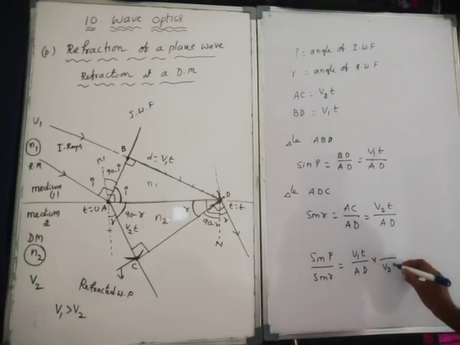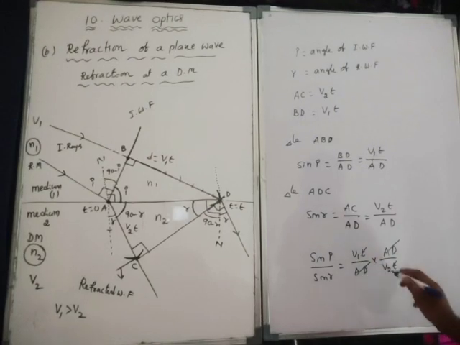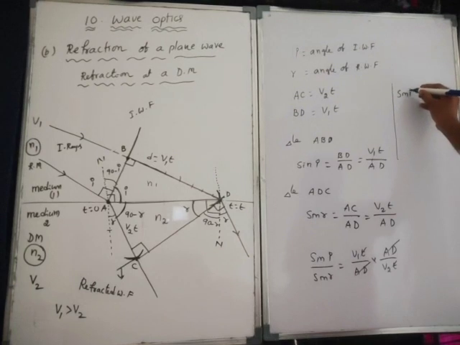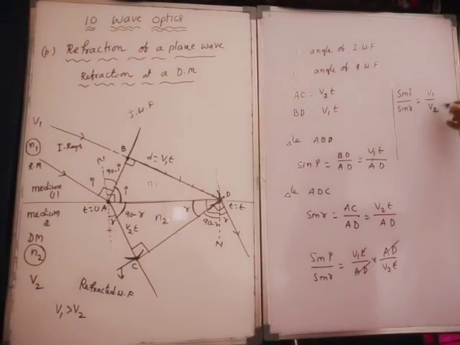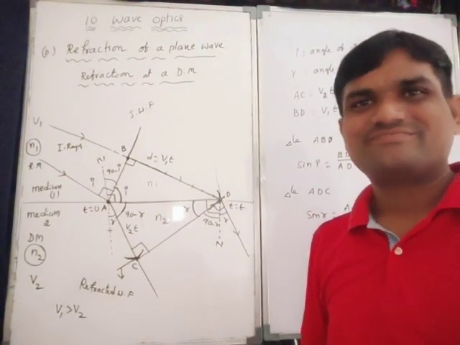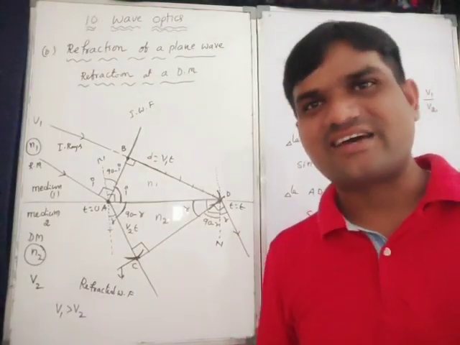So V2 divided by AD goes to numerator. So AD gets cancelled, T gets cancelled. Now sin I divided by sin R is equal to V1 by V2. What is the meaning of V1? The speed of light in rarer medium. What is V2? The speed of light in denser medium.